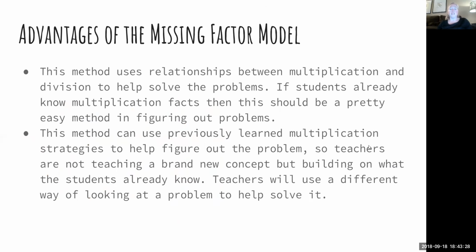Some advantages of the missing factor model: this method uses relationships between multiplication and division to help solve the problems. If students already know their multiplication facts, then this should be a pretty easy method for figuring out problems. And this method can use previously learned multiplication strategies to help figure out the problem. So in essence, teachers are not teaching a brand new concept, but building on what students already know in regards to multiplication. Teachers will use a different way of looking at the problem by using what the students already know to help them solve it.